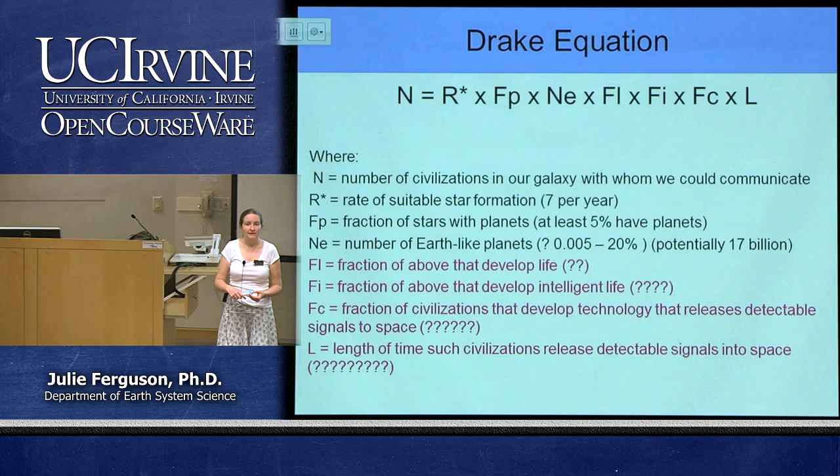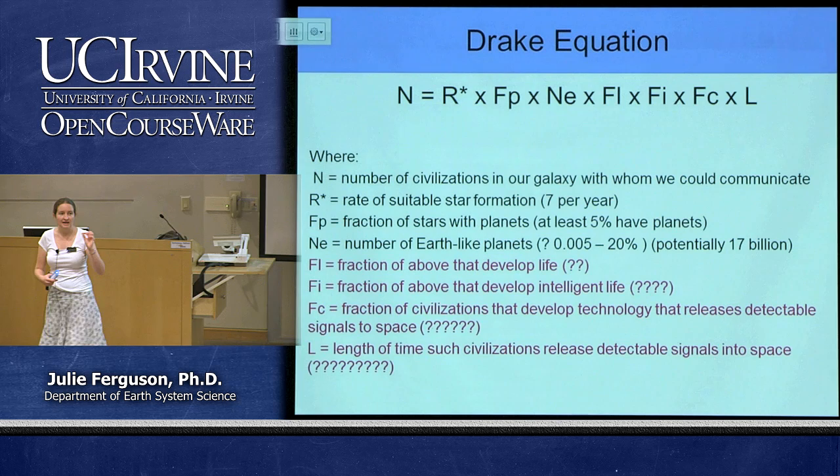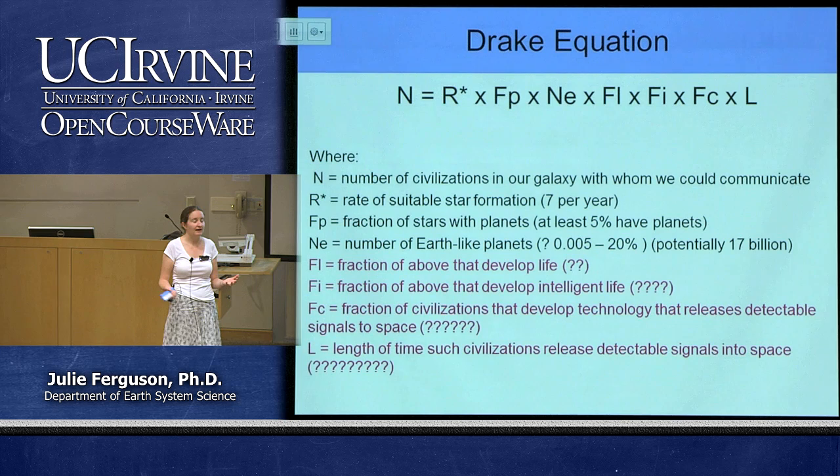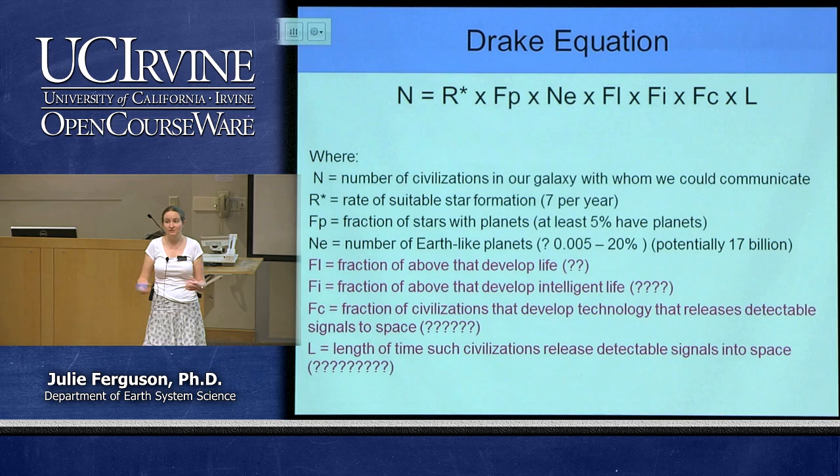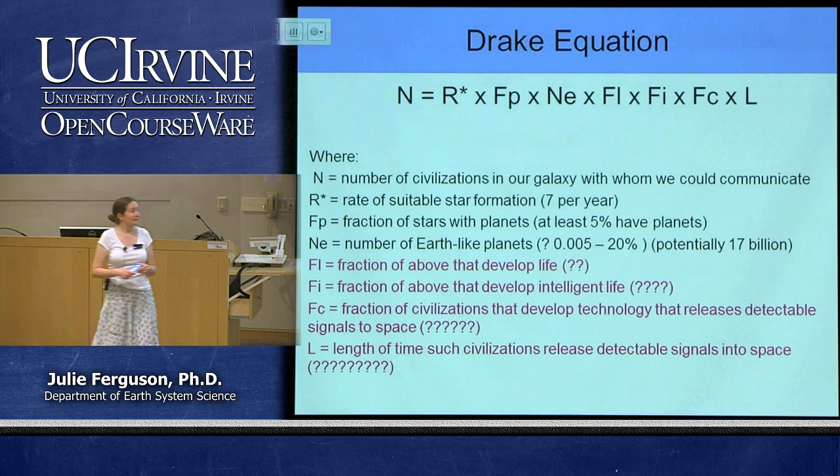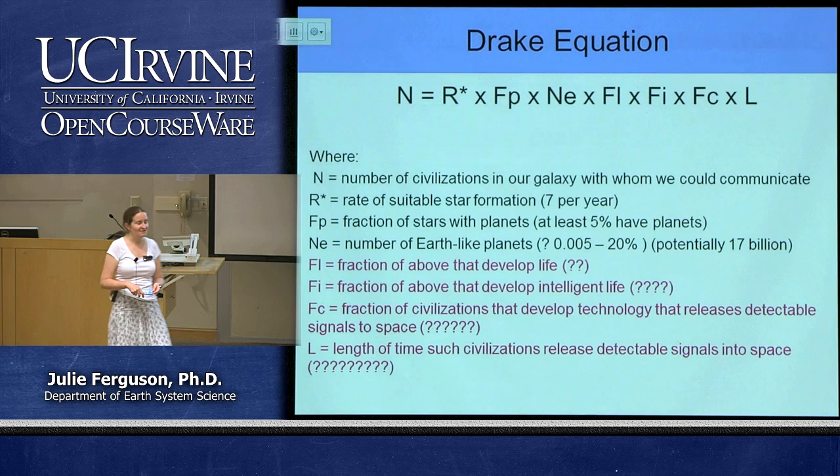And that was something that we really didn't know until a couple of years ago, until we got this new telescope which could detect these smaller planets. And that's why we have an enormous range of possibility there. We have somewhere between, we just don't know, maybe 0.005%, up to maybe 20%. And if you project that into just our galaxy, the Milky Way, that could potentially mean 17 billion Earth-like planets. So the numbers are going up a bit.